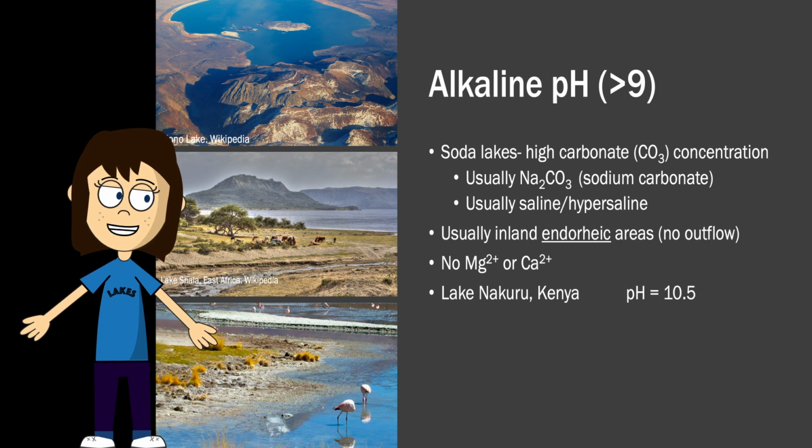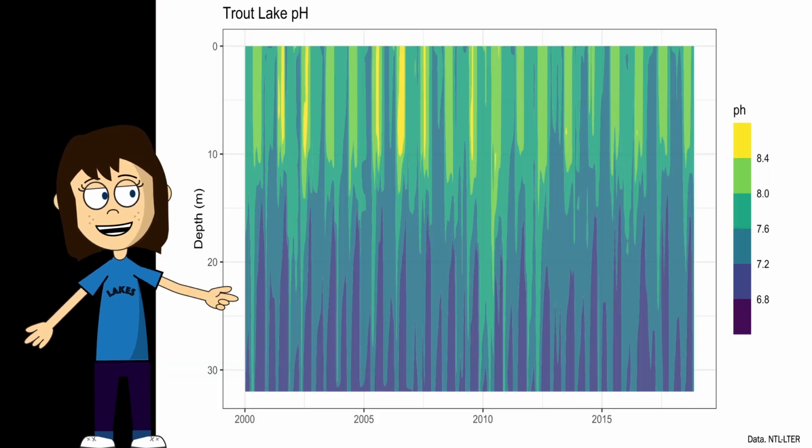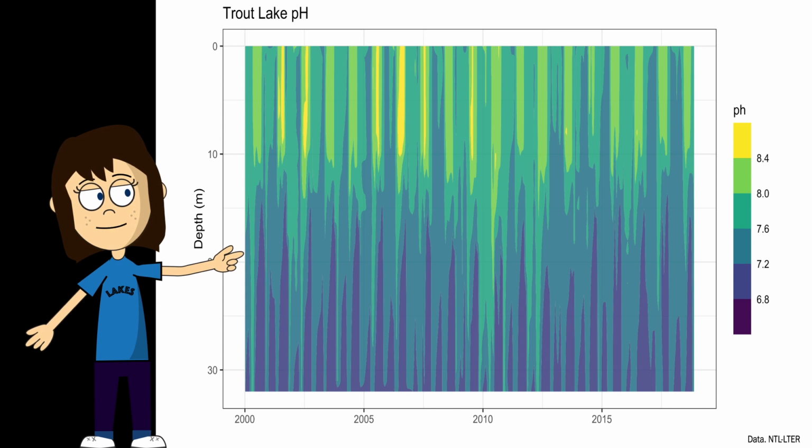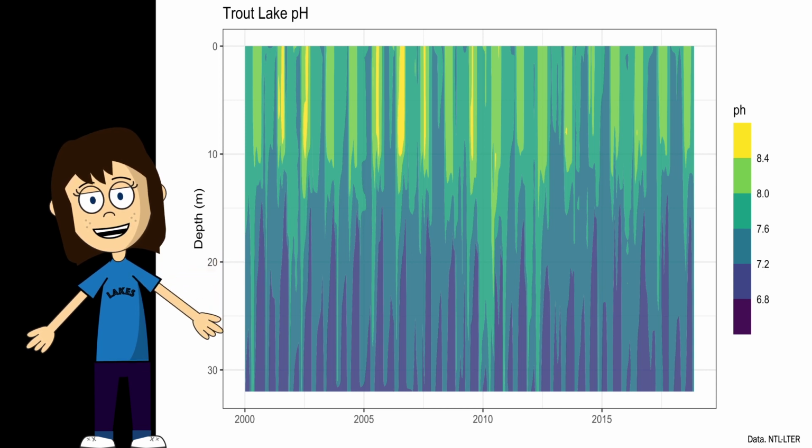But even though we can classify lakes as acidic or alkaline, the pH of lake water is constantly changing due to physics, chemistry, and biology. Here's a heat map of the pH of Trout Lake over the last 20 years. You can see that within a given year, the pH ranges from 6 in the hypolimnion to over 8 in the epilimnion. What do you think might be causing this?